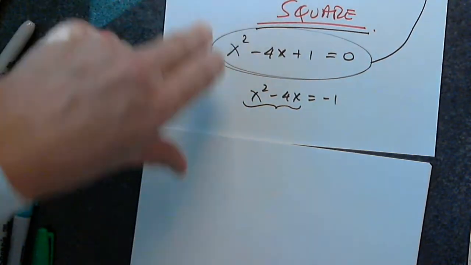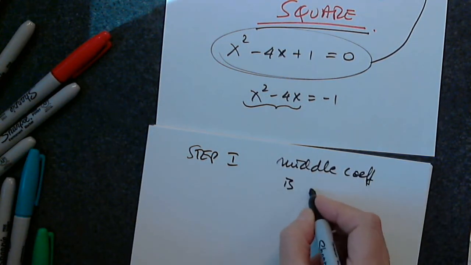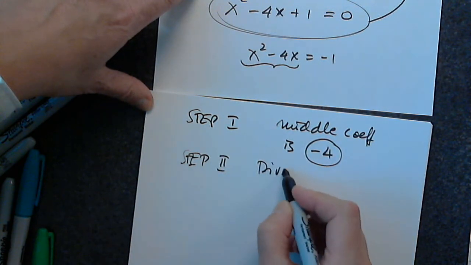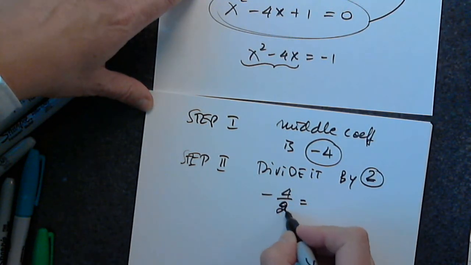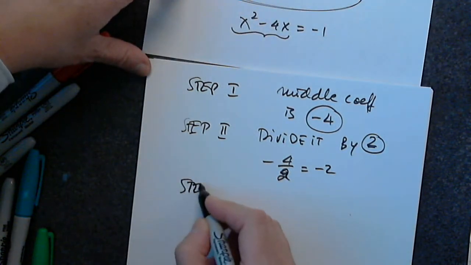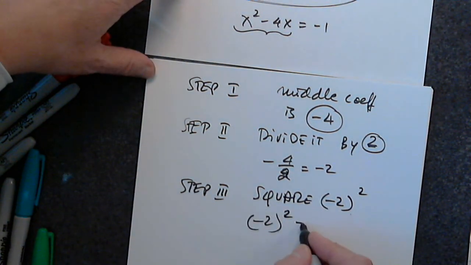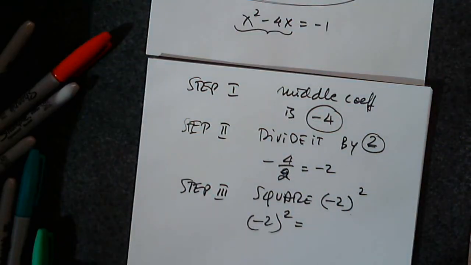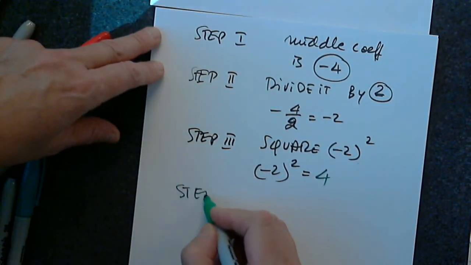So step 1, the middle coefficient is negative 4. In step 2, divide it by 2. When I divide negative 4 by 2, what do I get? Very good. Negative 2. Right. Step 3. Square negative 2. When I square negative 2, what do I get? 4. Very good, right? There is no doubt there. Negative 2 squared is 4, correct? Good.